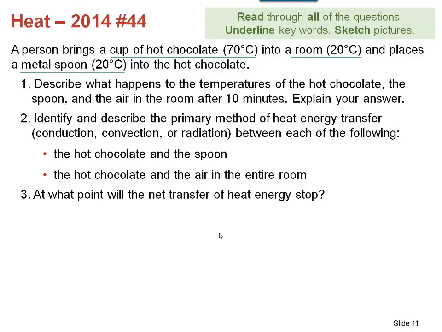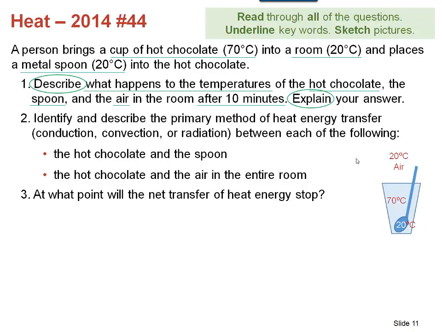A person brings a cup of hot chocolate, 70 degrees Celsius, into a room, which is at 20 degrees Celsius, and places a metal spoon, also 20 degrees Celsius like the room, into the hot chocolate. Sketching a picture may look like this, where you have the hot chocolate at 70 degrees Celsius, the spoon at 20 degrees, and the air at 20 degrees. We're going to have to describe what happens to the temperature of the hot chocolate, the spoon, and the air in the room after 10 minutes.